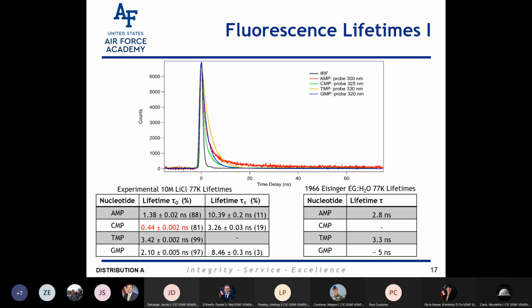One thing interesting to note, what we have in red is CMP. We have 81% of it in our short-lived lifetime, which we resolved to be 0.44 nanoseconds. But since our instrument response function is approximately 1 nanosecond, we have reason to believe that we might need to use a different technique to more accurately capture the correct lifetime of these long-lived excited states, and that could explain why Isinger in 1966 wasn't able to resolve a lifetime at all for CMP.